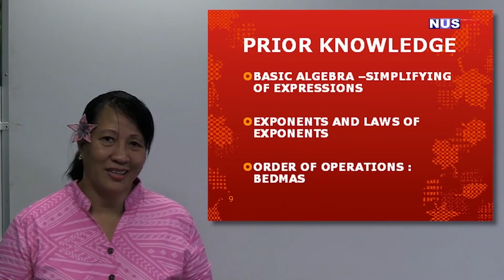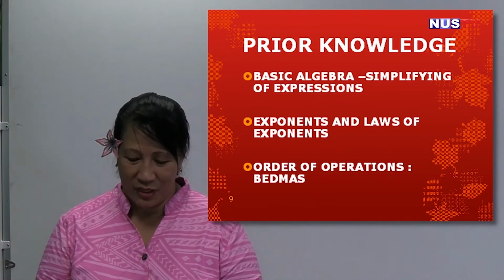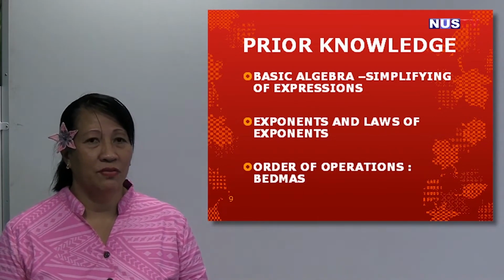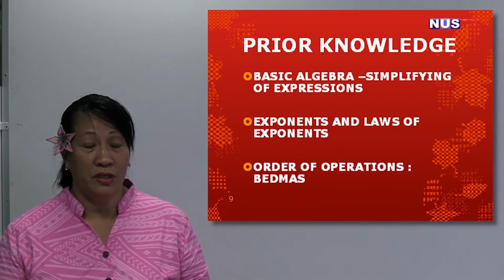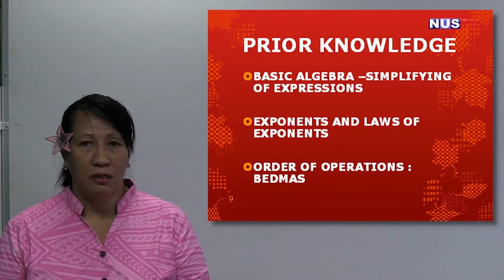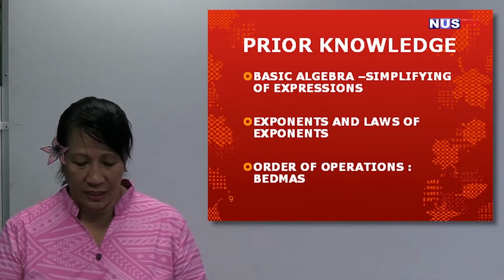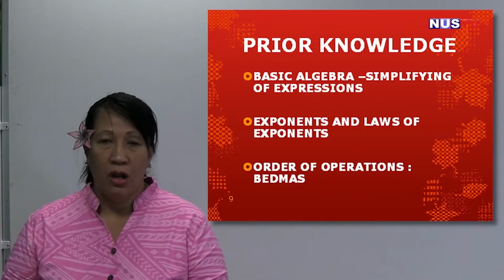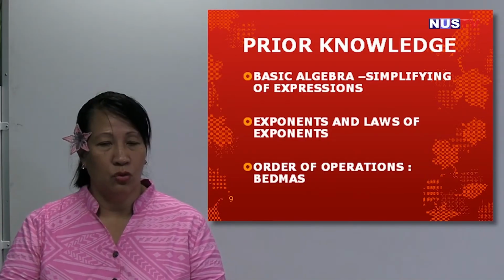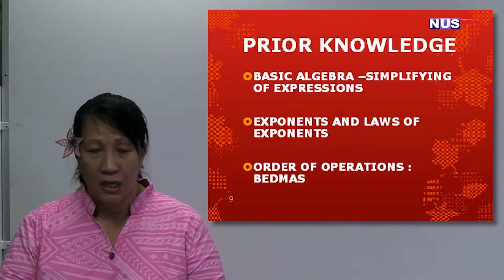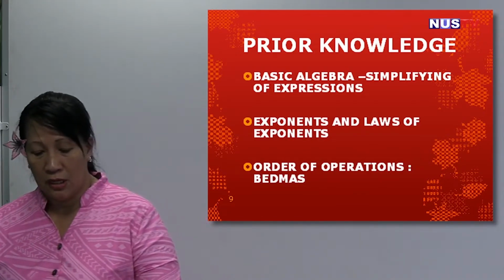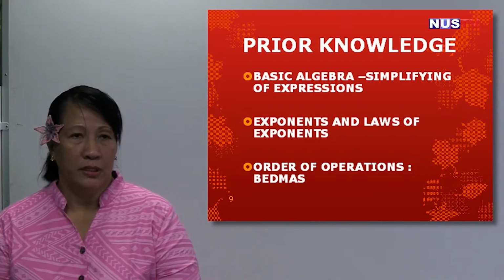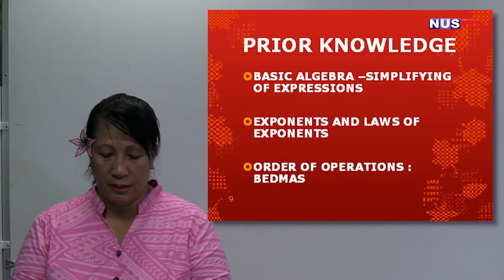Let's go on the screen and check out what we have. The prior knowledge you're supposed to have learned from the lower level, Year 12 and even lower, is basic algebra, simplifying of expressions, exponents and laws of exponents, and order of operation. As you all know, we call it PEMDAS. Remember, the word exponent is the same as power, or the word index. We use the word index sometimes.